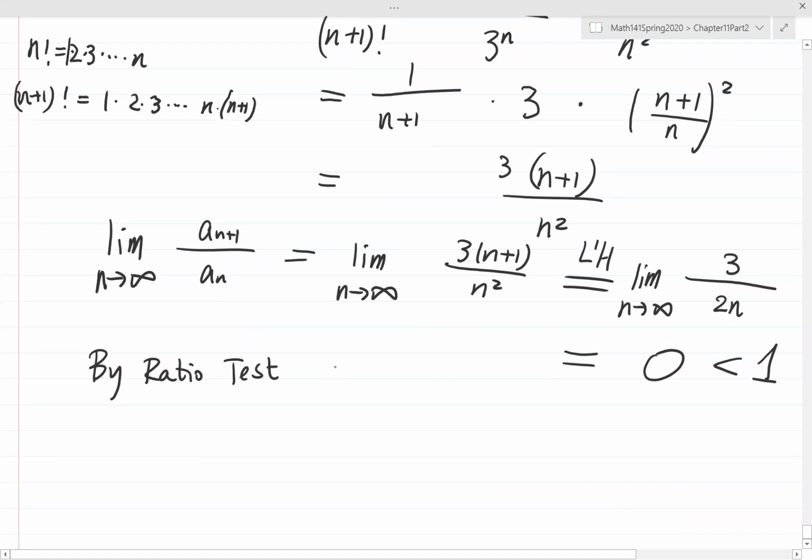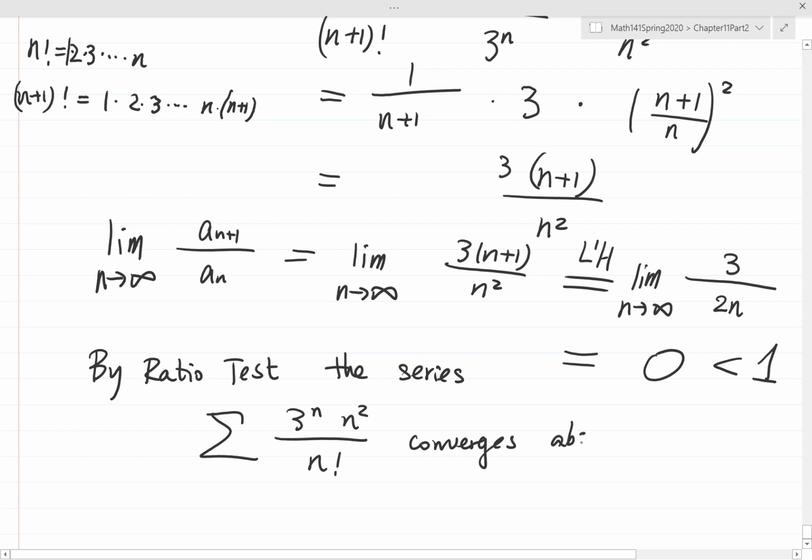By the ratio test, the series converges absolutely. Remember, converging absolutely implies convergent.